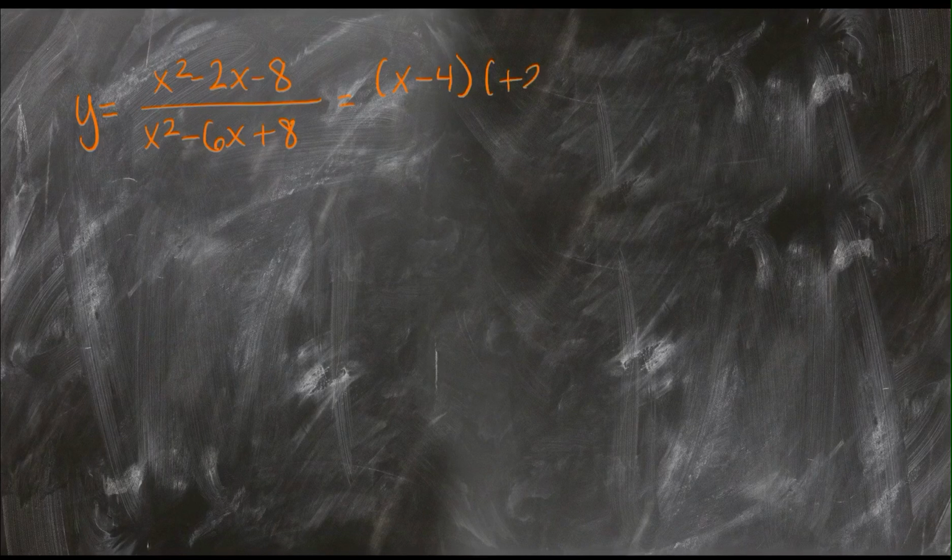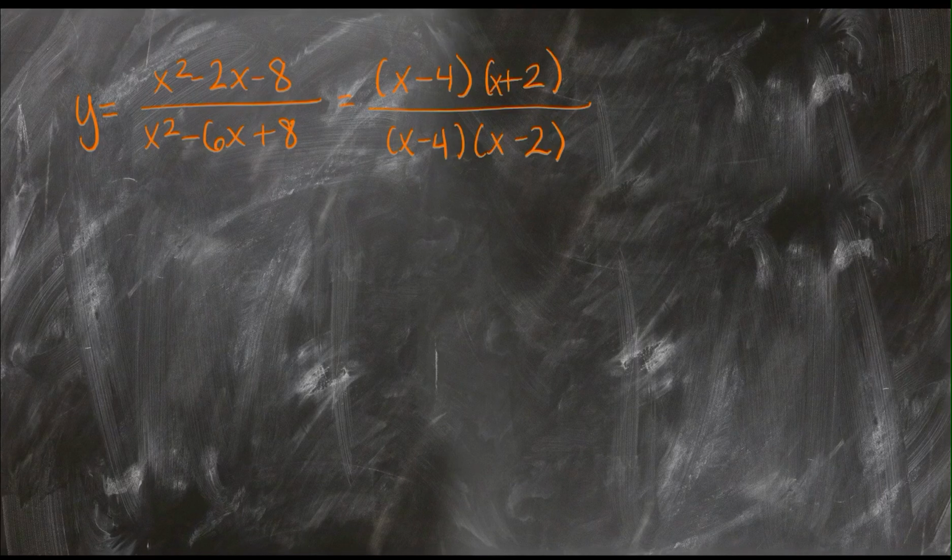Let's take a look at one more of these. Y equals x squared minus 2x minus 8 over x squared minus 6x plus 8. Go ahead and pause the video and factor the top and factor the bottom. When you factored that, you should have gotten x minus 4, x plus 2 over x minus 4, x minus 2.